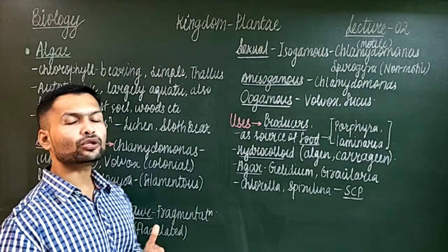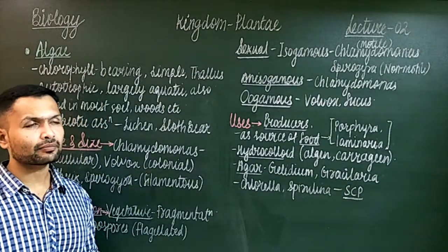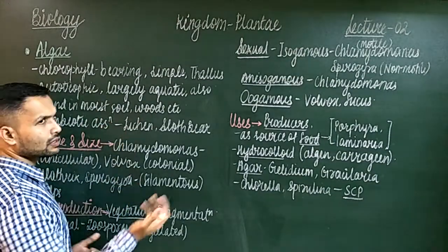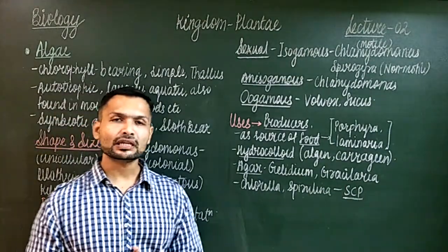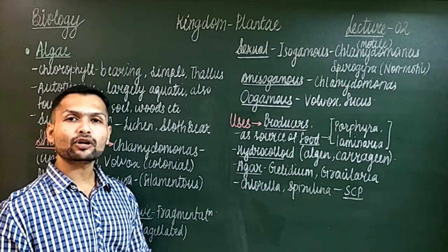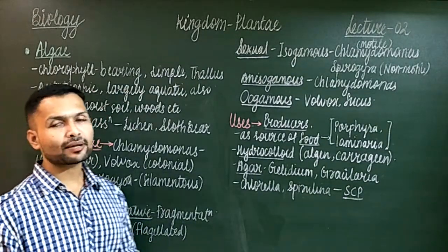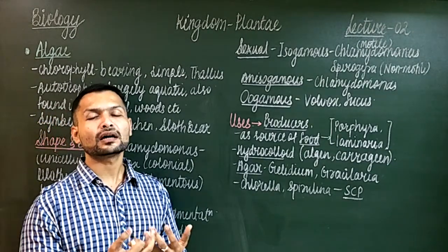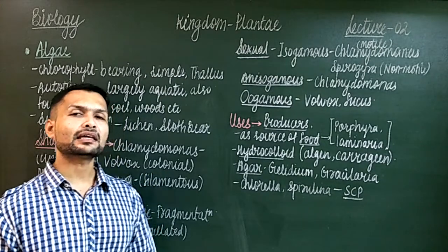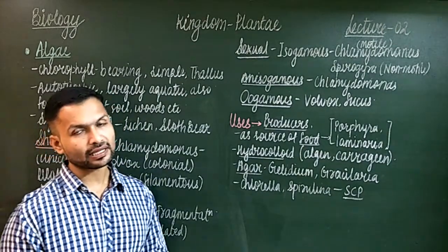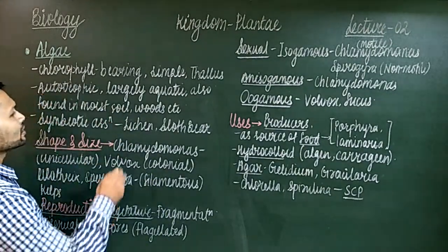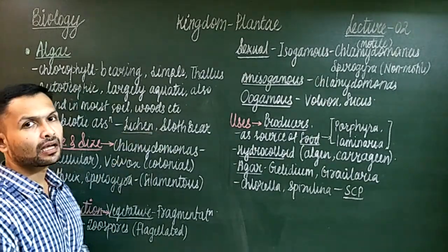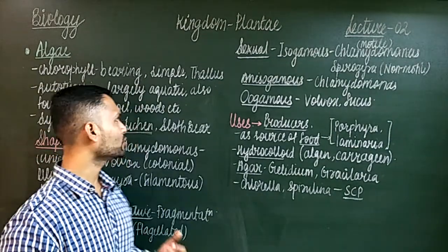But they can also grow in those areas which have high water content, meaning damp, moist places, like moist soil and woods. One more thing is they can also be found living symbiotically with other organisms. One example we have recently seen in the biological classification topic is lichens. Lichens is an association of algae and fungi that we saw. So again here, they can live symbiotically with fungi to form lichens. They have a lot of uses too.